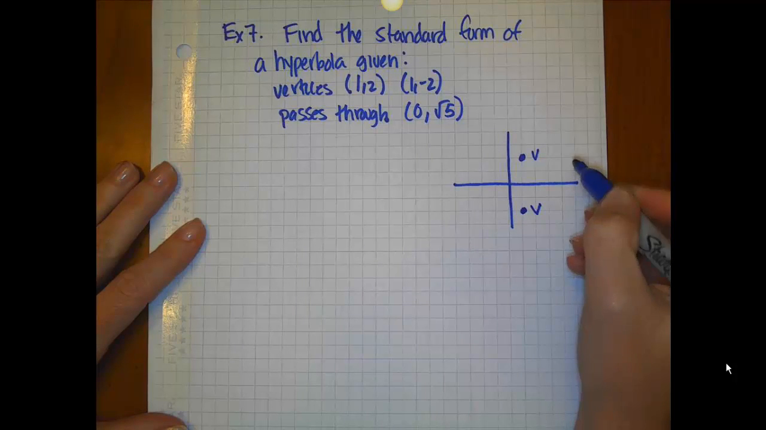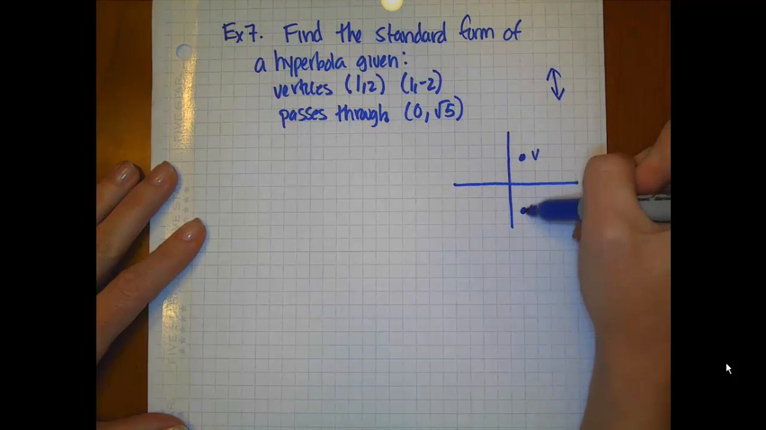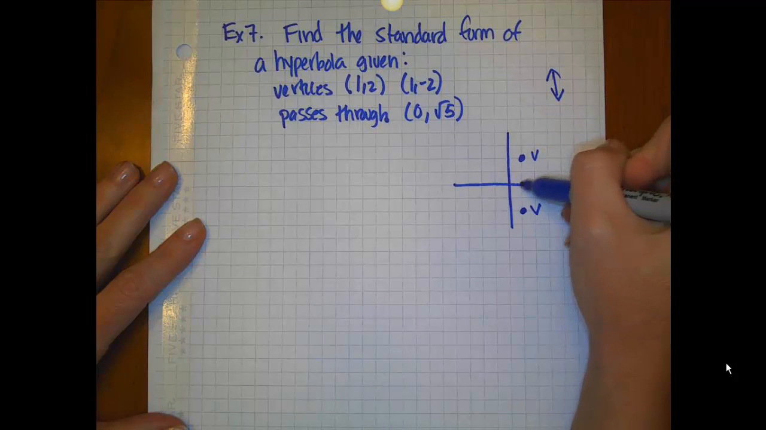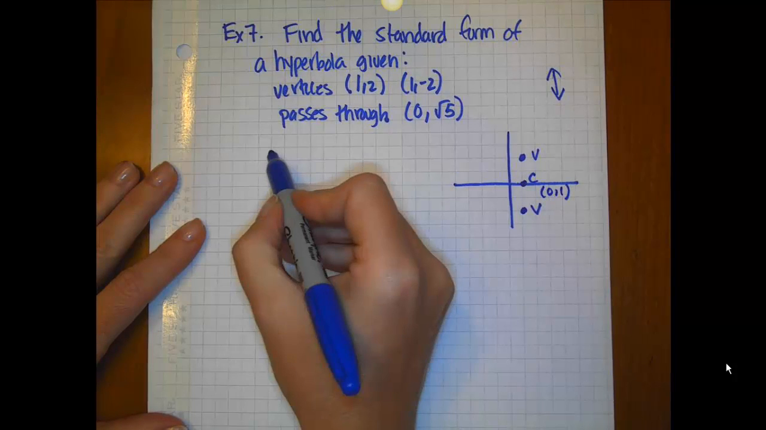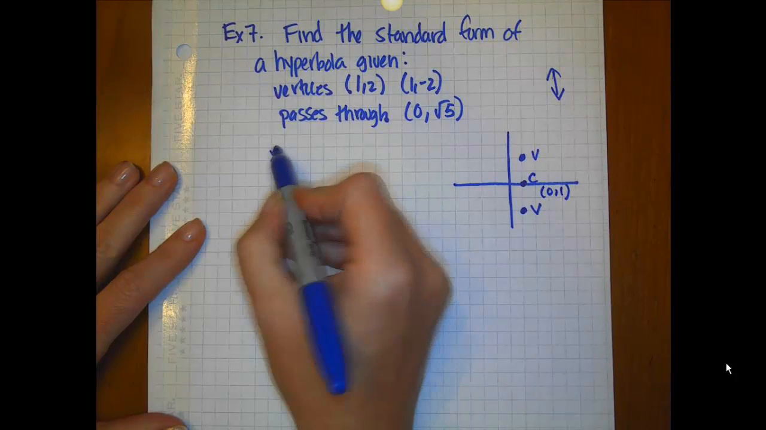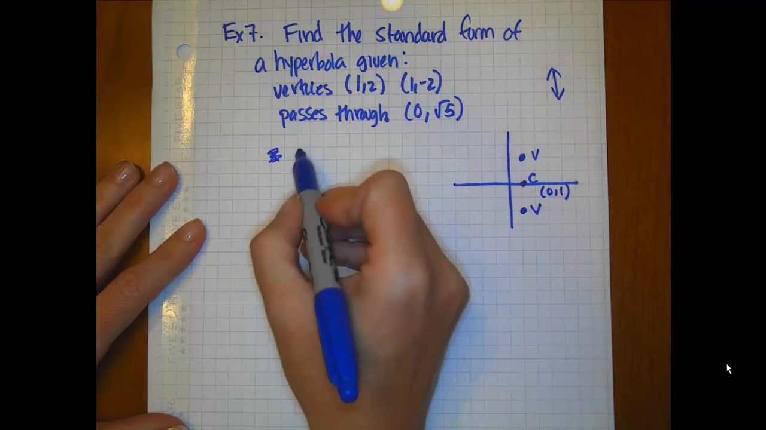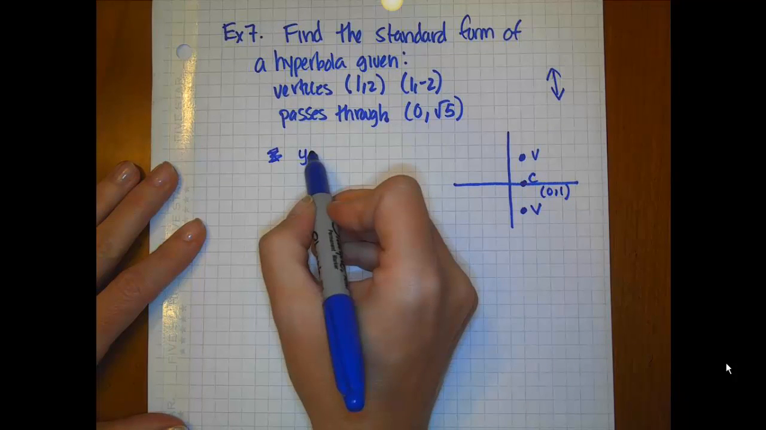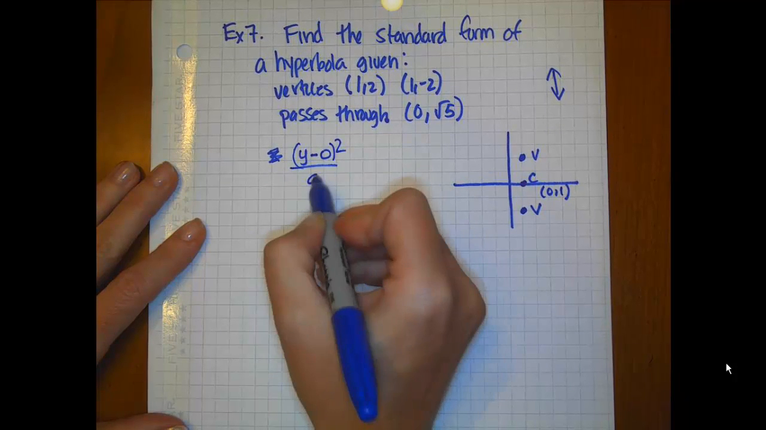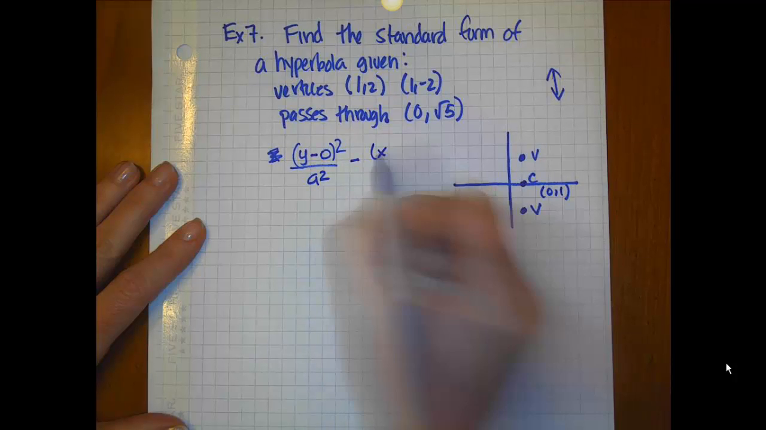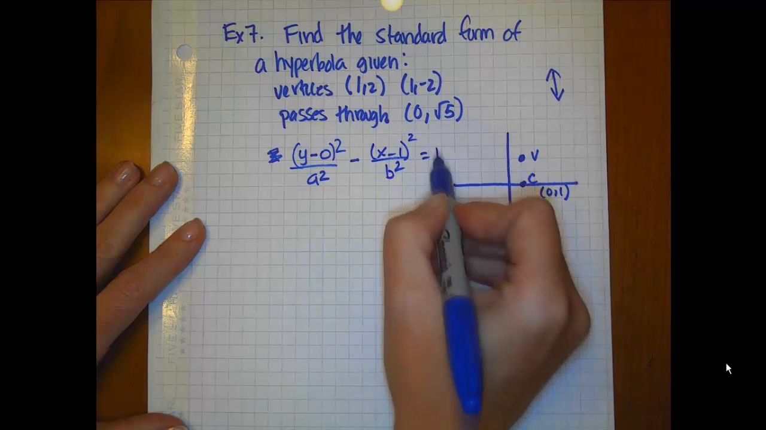So I know that I have a vertical transverse axis, and the center has to be equidistant between those 2 points. So the center of my hyperbola has to fall at (0, 1). So this tells me that y has to come first because it's a vertical transverse axis. So I have (y minus 0) squared over a squared, minus (x minus 1) squared over b squared equals 1.